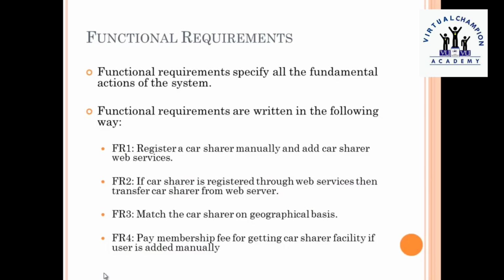Next and the most important step is the functional requirement. Functional requirements specify the fundamental actions or behavior of the system, and there is a specific way of writing them. First, you write FR, which represents functional requirement, and then write a number against it. For the first functional requirement you write FR1, FR2 for the second, FR3 for the third, and so on.